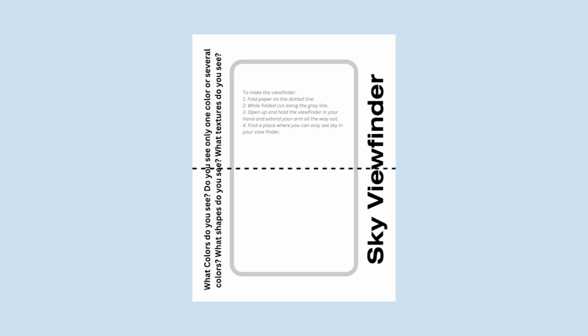The first is a sky viewfinder. You can try this project yourself right now. Just download and print the viewfinder, template, and sky painting drawing handout. When doing this project with your class, it may be easier for the teacher to prep the sky viewfinders ahead of time, but you could also show students how to make them.